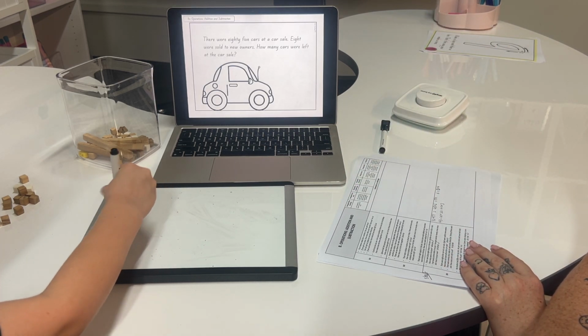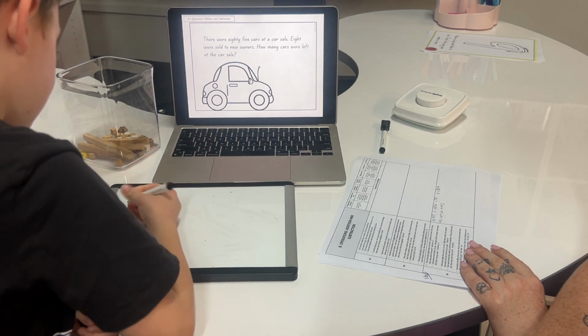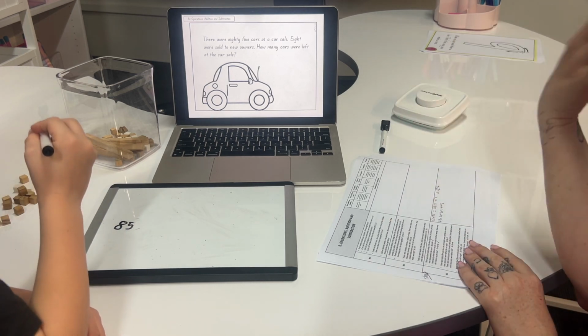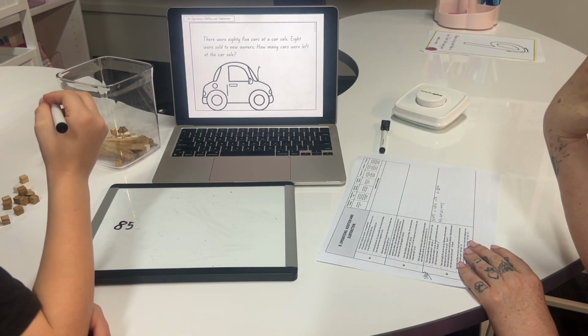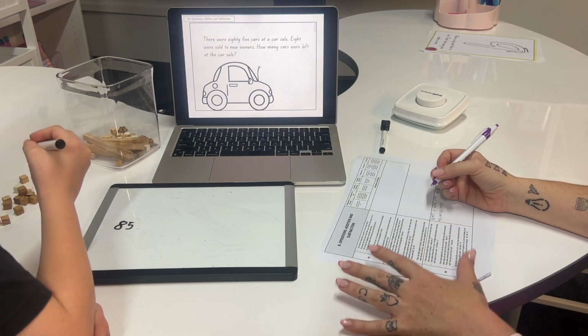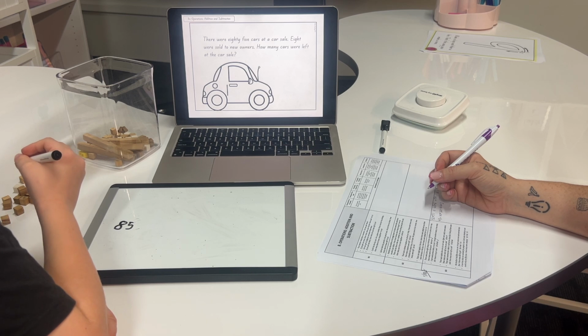There were 85 cars at a car sale. 85 cars at a car sale. 8 were sold to new owners. So 8 were sold. How many were left at the car sale? The car sale, there was 78.